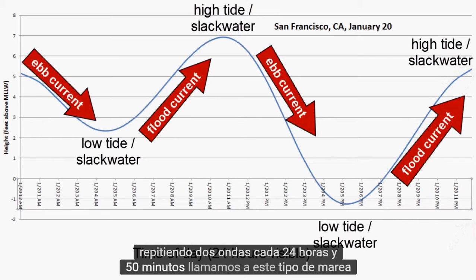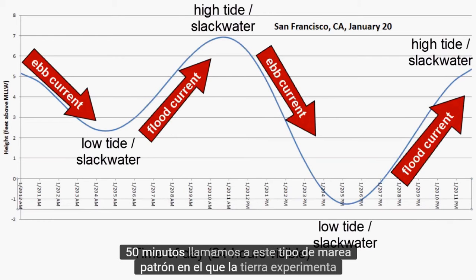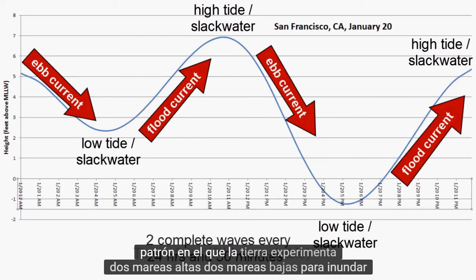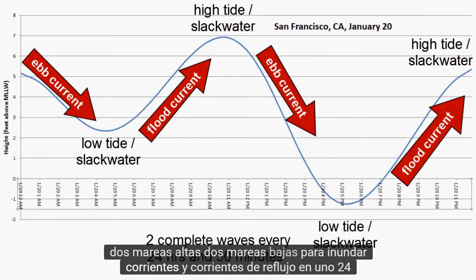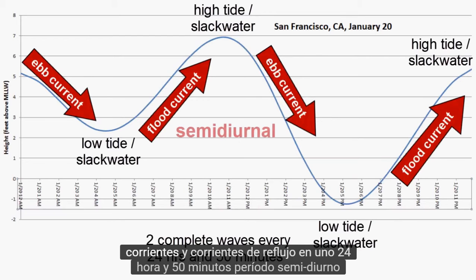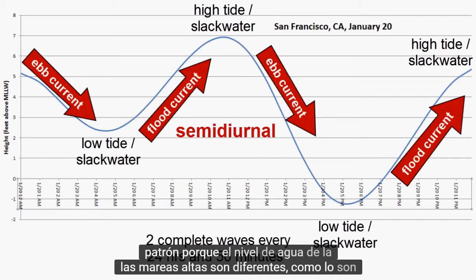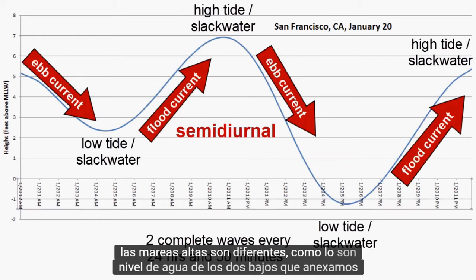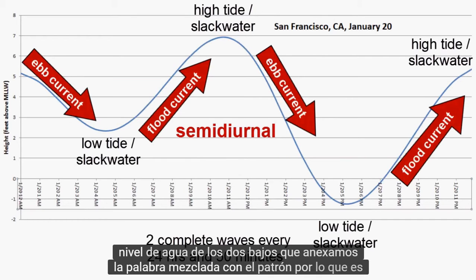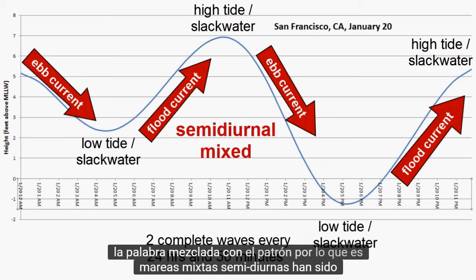We call this type of tidal pattern, in which the land experiences 2 high tides, 2 low tides, 2 flood currents, and 2 ebb currents in one 24-hour and 50-minute period, a semi-diurnal pattern. Because the water level of the high tides are different, as are the water level of the 2 lows, we append the word mixed to the pattern, so it's semi-diurnal mixed.